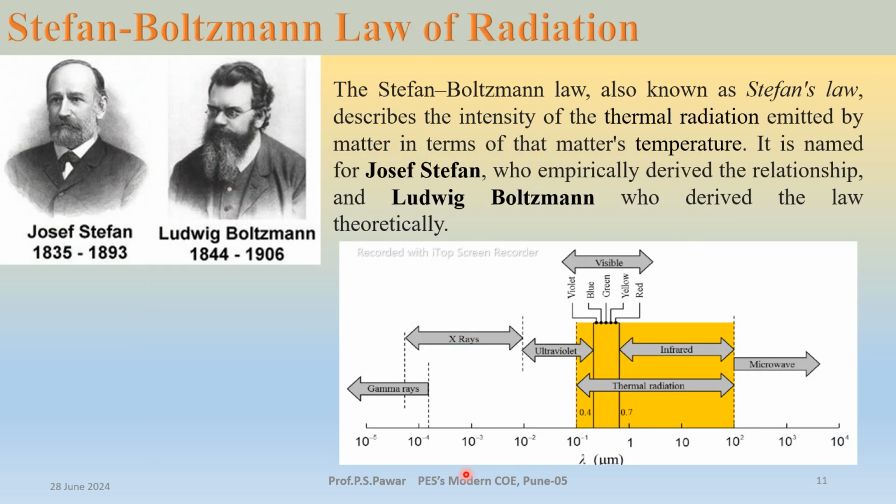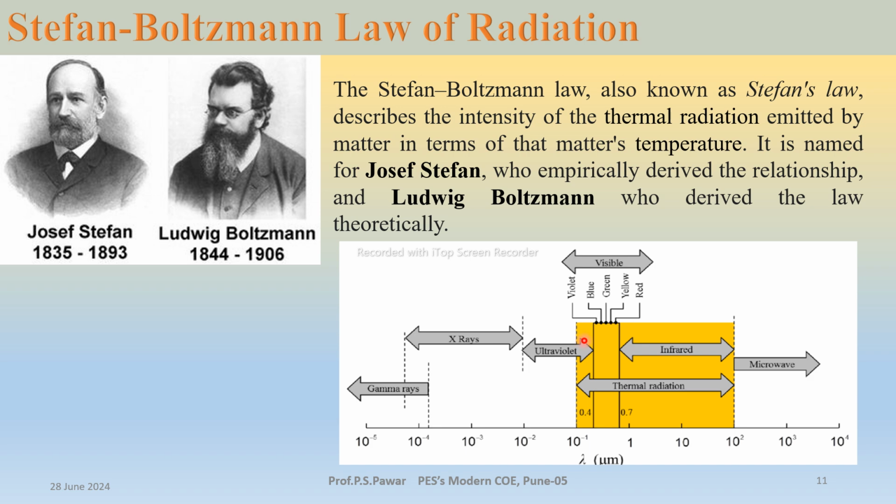Now next to this we have the Stefan-Boltzmann law of radiation. We have two people, Stefan and Boltzmann, who derived this law. Stefan's law describes the intensity of thermal radiation emitted by matter in terms of that matter's temperature, and it is named after Joseph Stefan who derived this relation, and Boltzmann who derived this law theoretically.